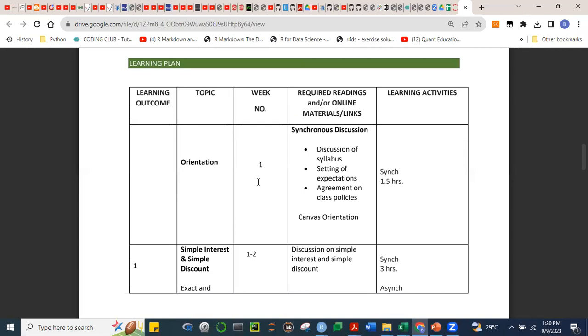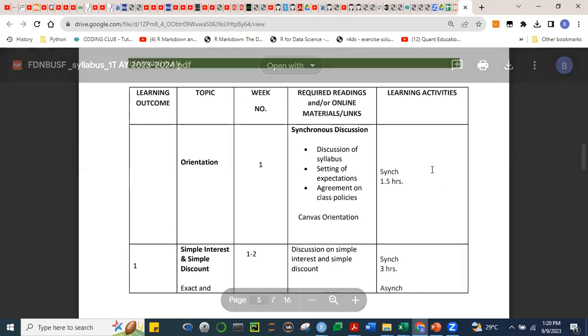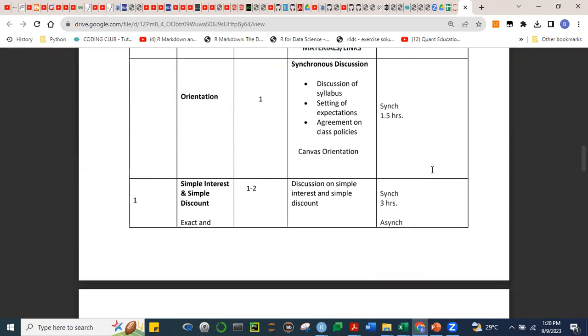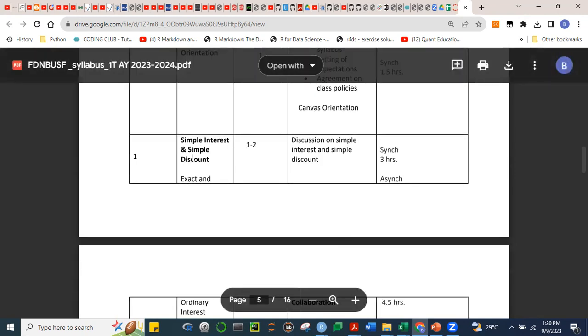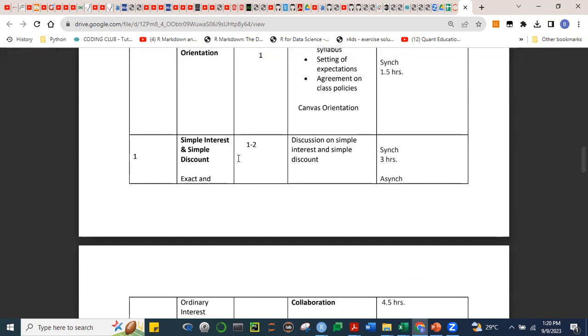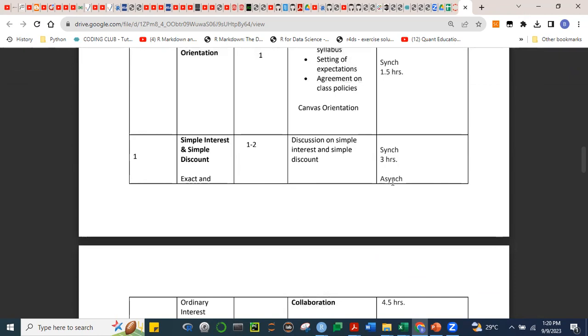Okay, so for the first week, we have orientation. We discuss the syllabus, setting of expectations, and Canvas. I'm sure in your other subjects you have discussed Canvas. Then the first topic will be simple interest and simple discount. Again, my apologies. This should be more hybrid because we're going to meet also face-to-face.